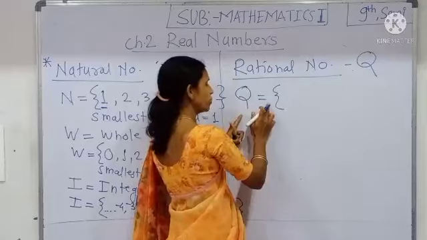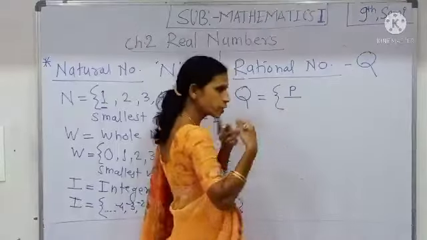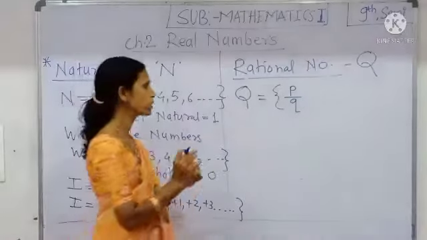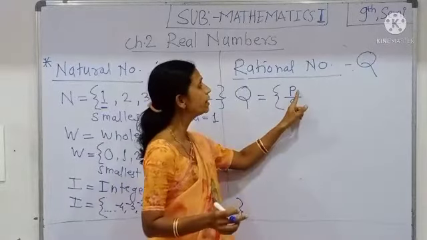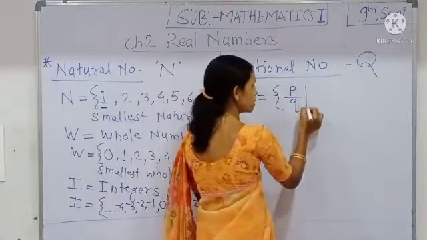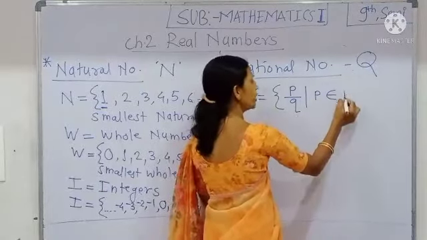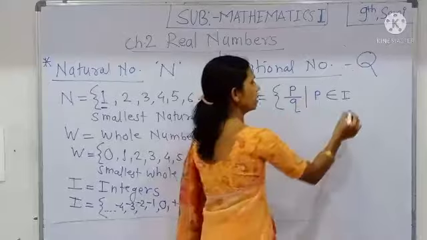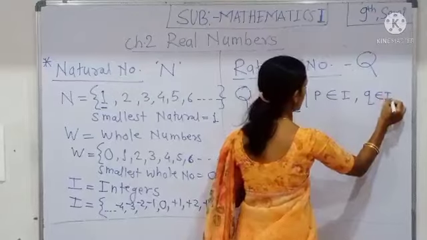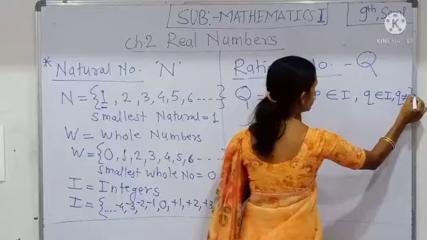That means Q is the set of all rational numbers, and we can express those rational numbers in the form p upon q. That means all rational numbers can be written in the form p/q, such that p belongs to integers, that means p is an integer, and q is also an integer. But here the condition is that q is not equal to 0.